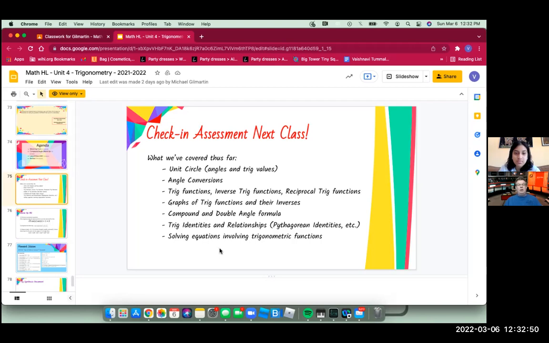I don't know if you've done compound and double angle formulas. I have, yeah. Have you done solving equations? So then I guess it's graphs of inverses. Is that what you want to do? I think that would be really helpful, yeah. All right.